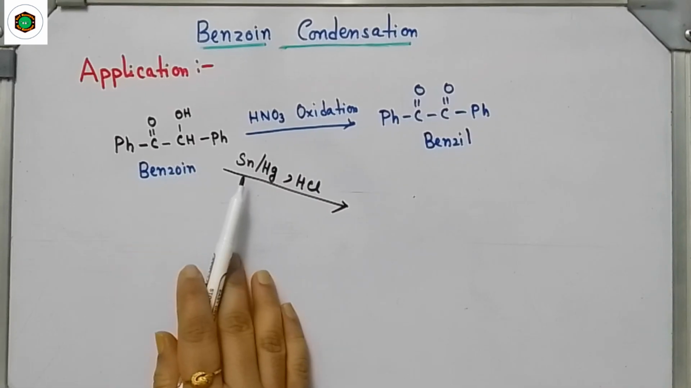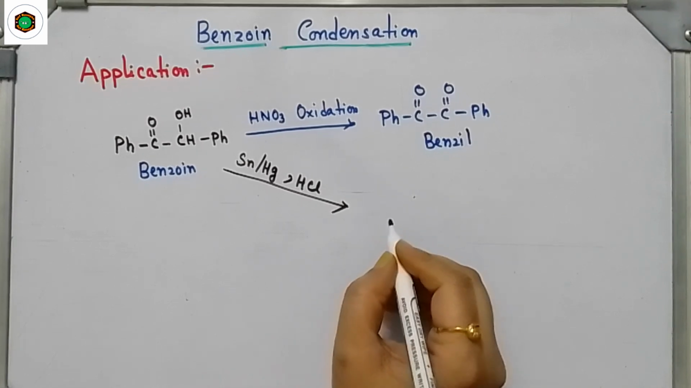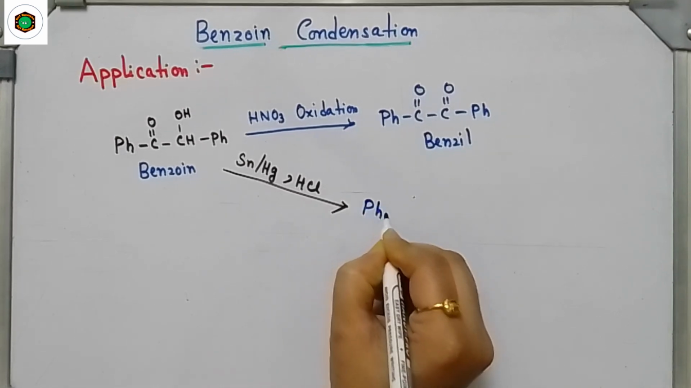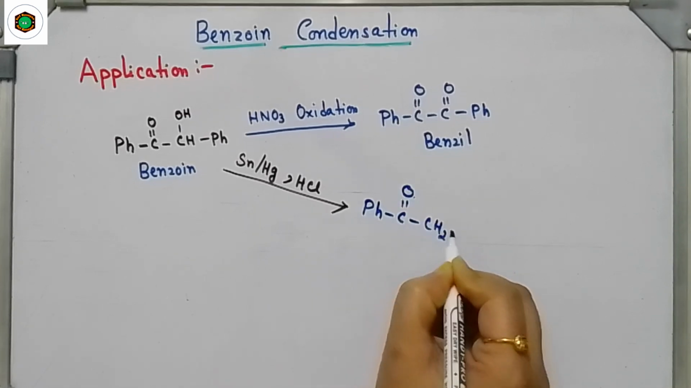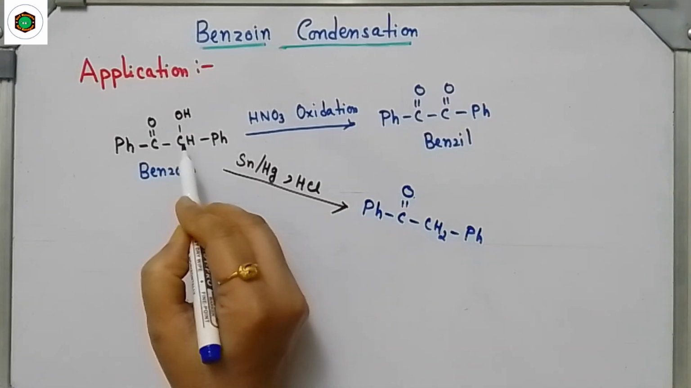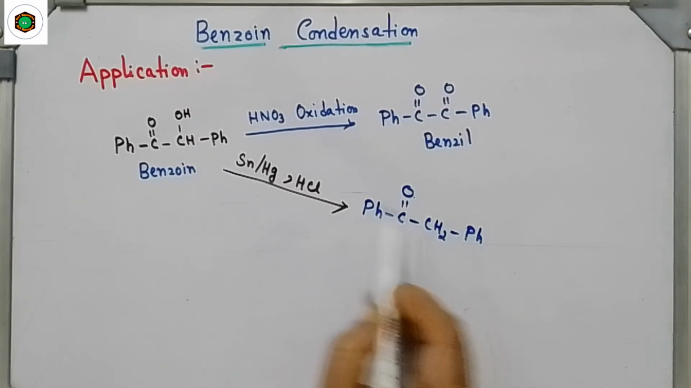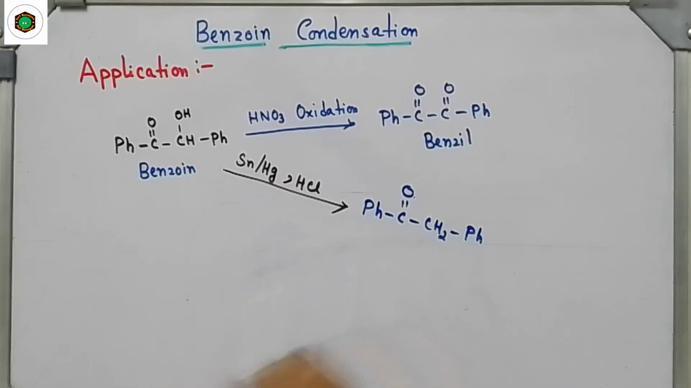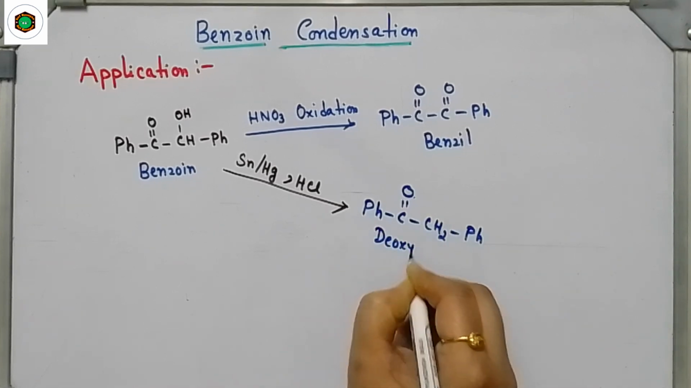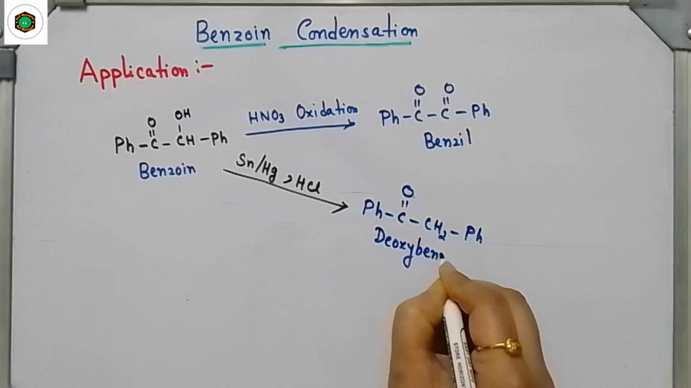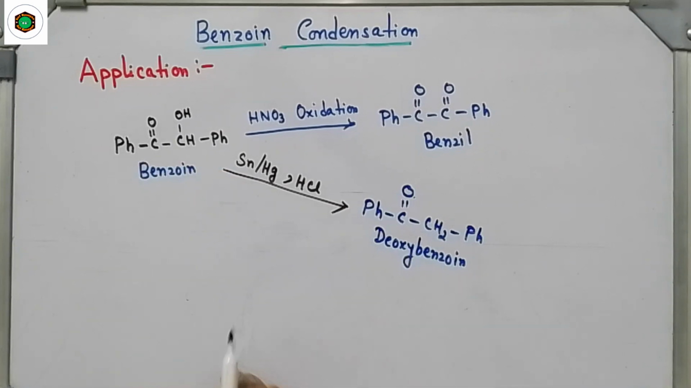By reduction with tin, HgHCl, we will get Ph CO CH2 Ph. So what is happening here? From here reduction is taking place. From this part we will get CH2. This is called deoxybenzoin. Why deoxybenzoin? Because you see here oxygen is removed. That's why deoxy.